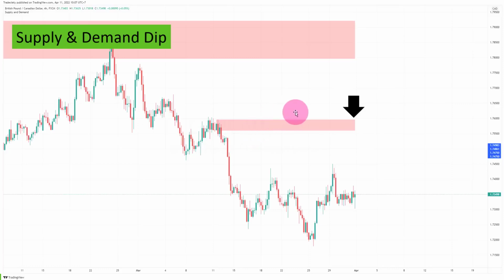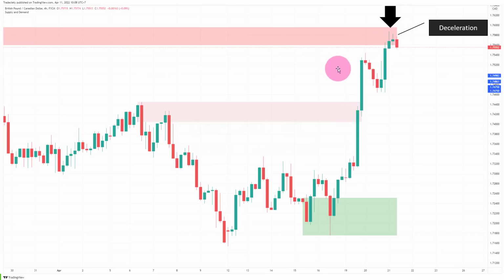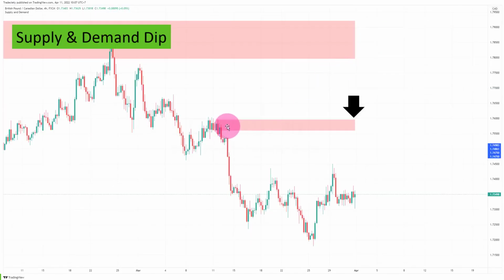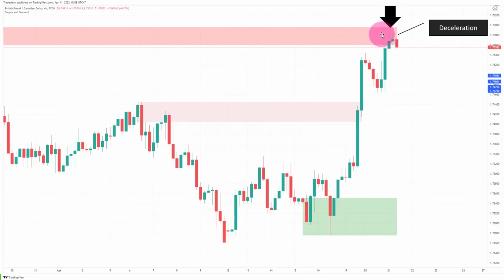And the way you want to approach this is identify strong supply and demand areas and then wait for the market to get there. You can see this is the zone that we have identified, and the market comes back to it, and it's deceleration. Here, for example, there's also a supply zone, but there was no deceleration. You can see that the market moved higher, and then the next candle was a continuation.